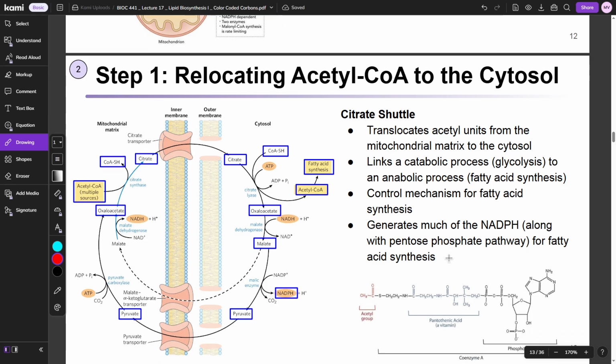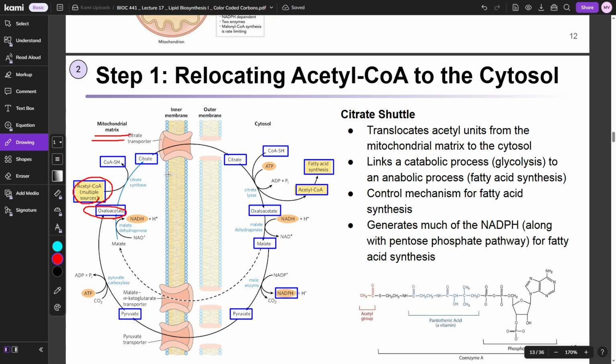So here is the citrate shuttle, and honestly, I could yap at you about this for a while. I think the easiest thing to do is to just go through a round of it. So here we're in the mitochondrial matrix, and citrate is made through the combination of oxaloacetate and acetyl-CoA. So oxaloacetate and acetyl-CoA, maybe our body has some acetyl-CoA in it, and they combine to make citrate, right?